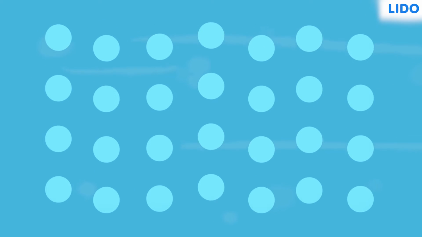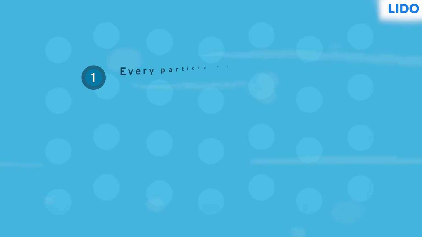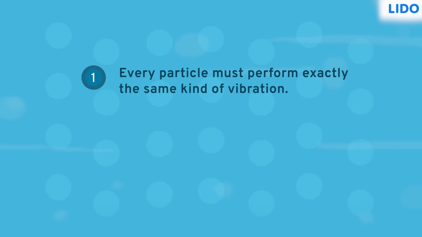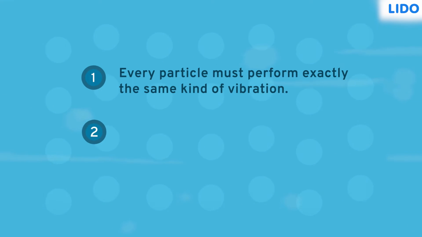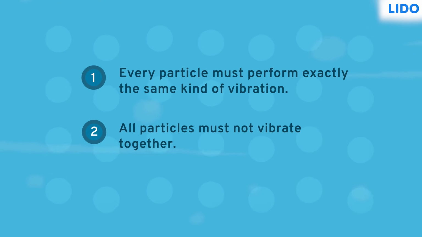Two things are necessary for a wave to form. First, every particle must form exactly the same kind of vibration. And second, all particles must not vibrate together. There should be a minute delay between the vibration of two particles.